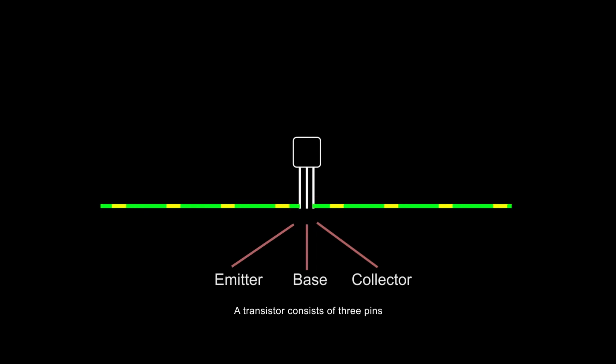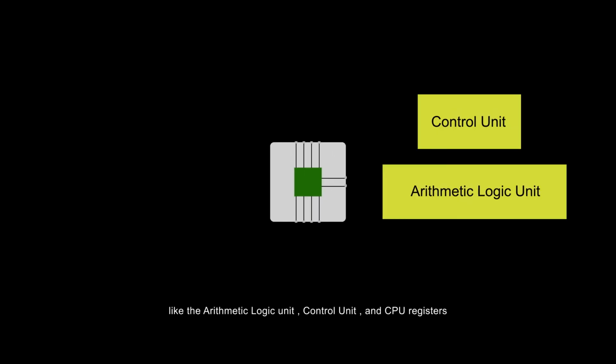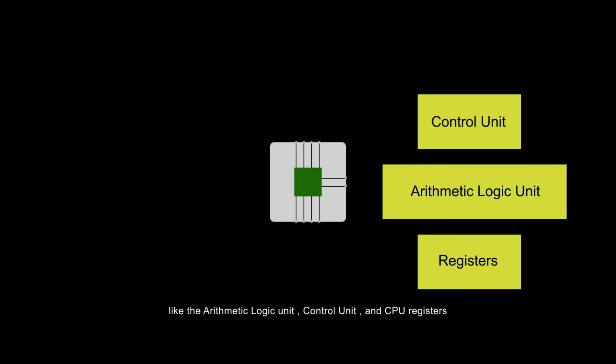A transistor consists of 3 pins. If voltage is applied to the base, that will cause current to flow from collector to emitter. This property of the transistor made computers possible. With a combination of many of these transistors, we can make different components of the CPU, like the arithmetic logic unit, control unit, and CPU registers.